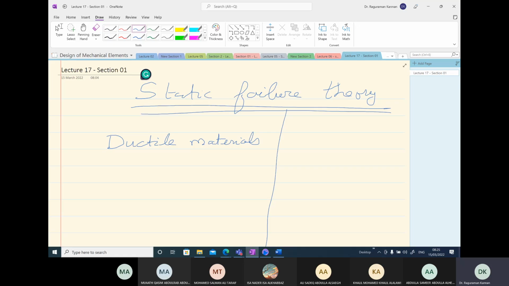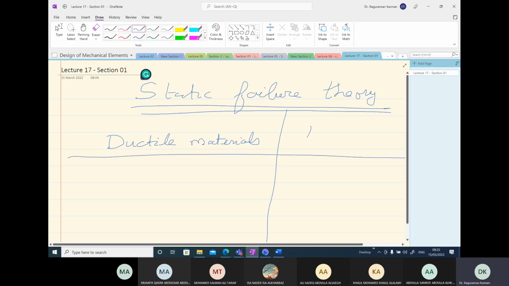Because if you don't recall these concepts, it is no use if I continue like this. Okay. Ductile materials. What are the failure theories we went through? One of you? Maximum shear stress. Maximum shear stress theory. Very good. So what does maximum shear stress theory say?